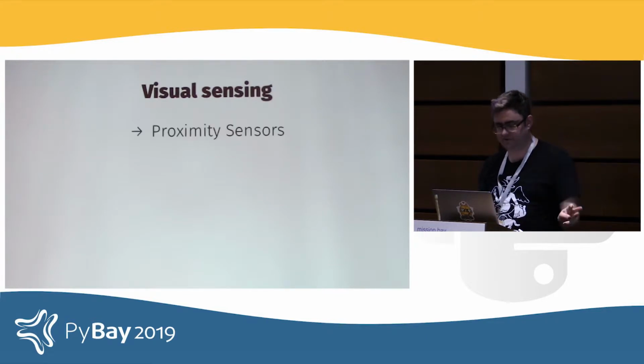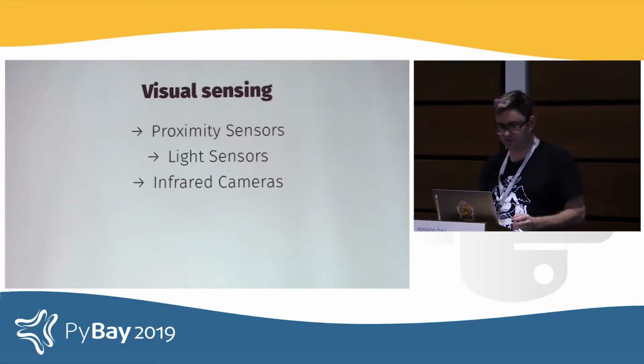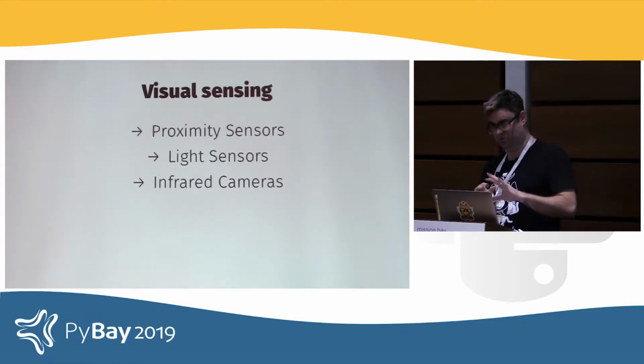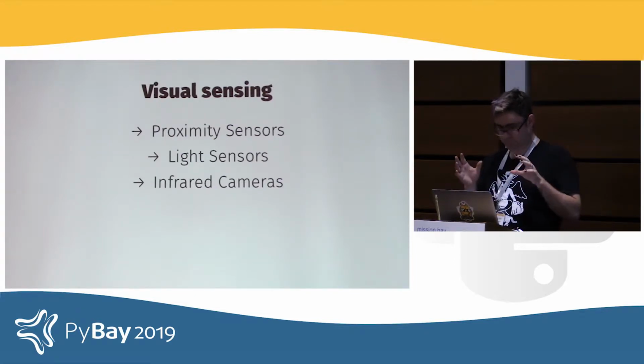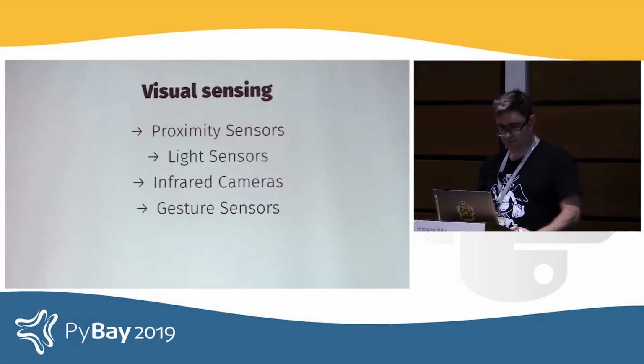Different modes of sensing that you can have access to. Visual sensing: we've got proximity sensors that measure proximity, obviously, light sensors, small infrared cameras, anywhere from 8x8 to, I think there's one 32x32, IR pixels that you can talk to with Python. It's pretty sweet.